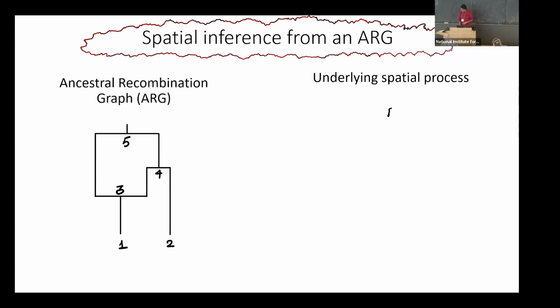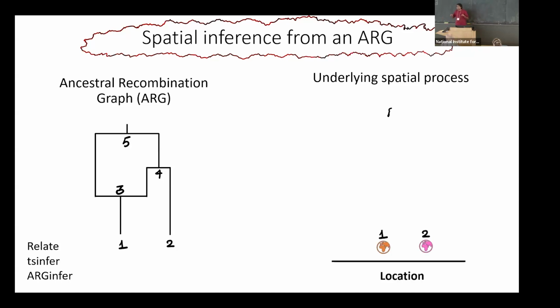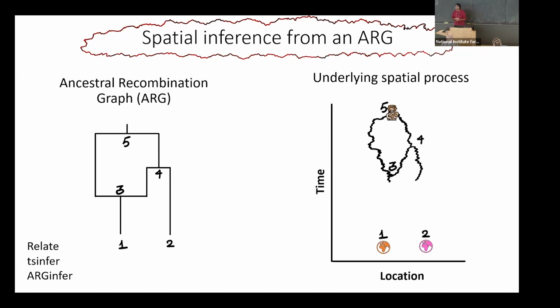Over the last few years, there have been really good methods coming up to infer these ARGs. And so suppose we have this ARG, and we have the spatial location of the tips, the contemporary individuals. Can we infer into the ancestors and the dispersal rate of those ancestors that led to these present day distributions? So that was the question we were trying to model.